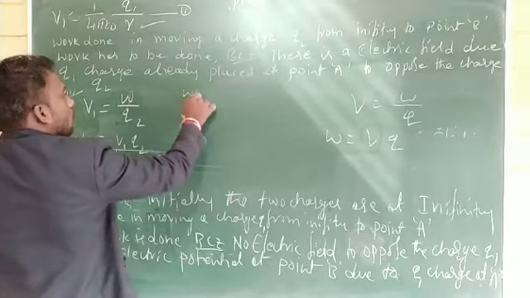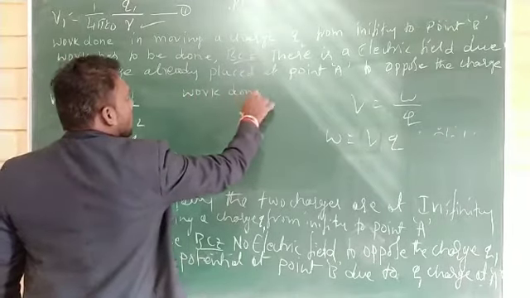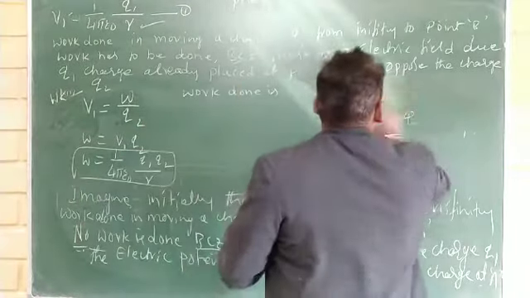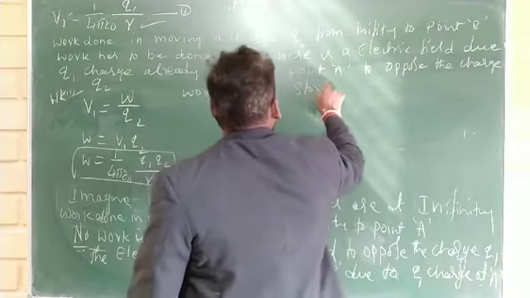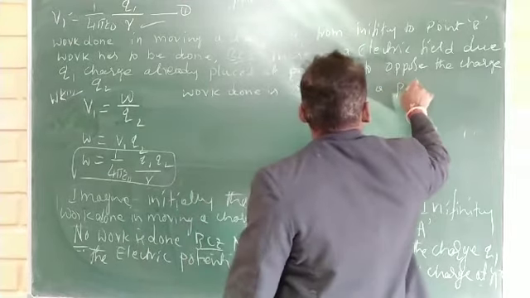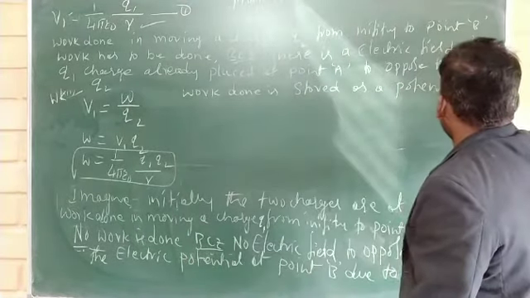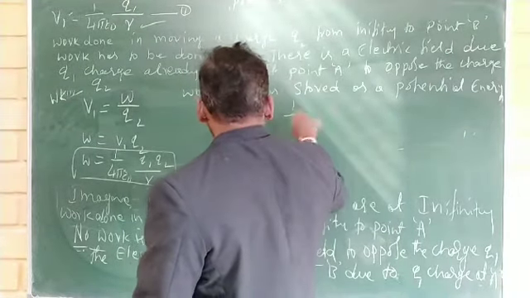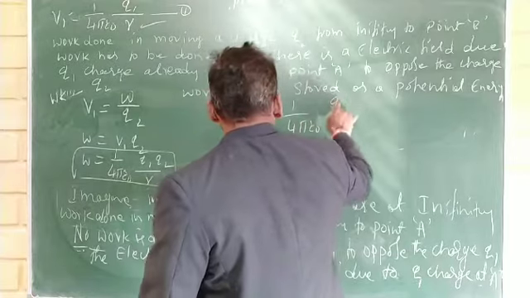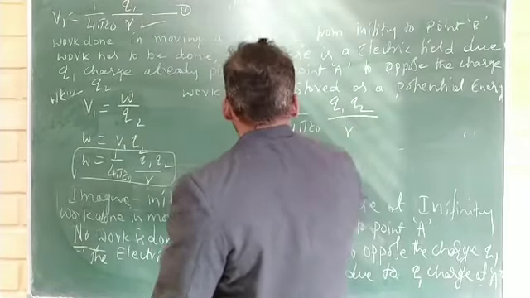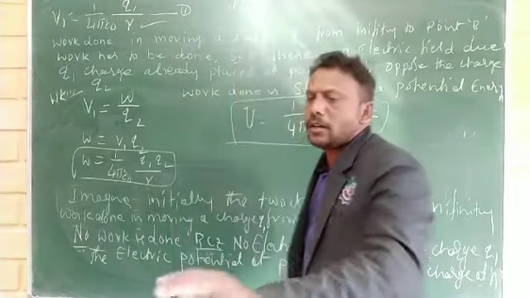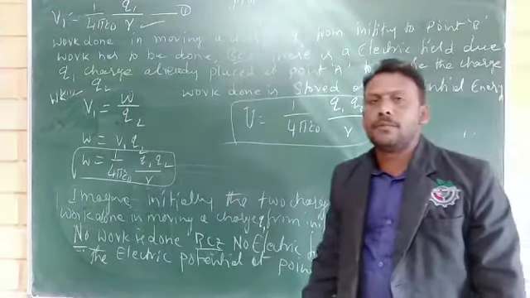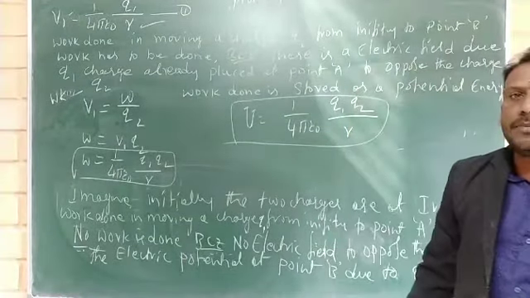Therefore, the work done is stored as potential energy. Therefore, U is equal to 1 divided by 4 pi epsilon naught Q1 Q2 divided by R. This is the expression for potential energy of a system of 2 point charges.